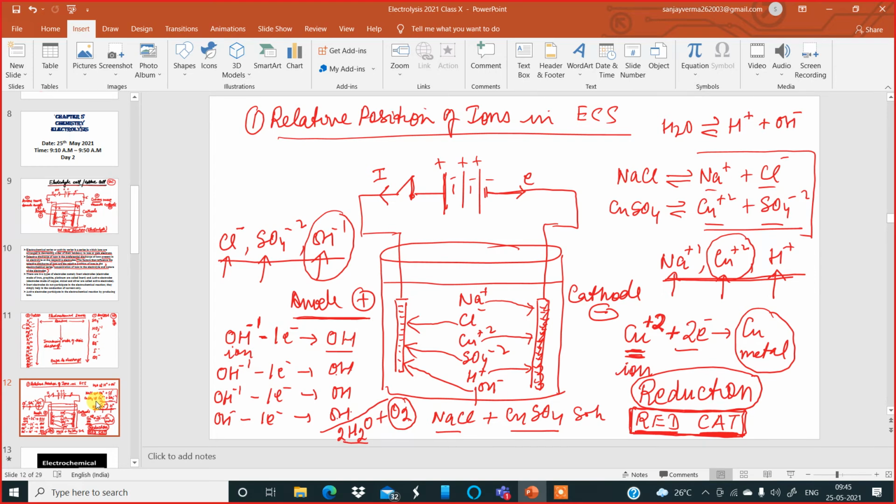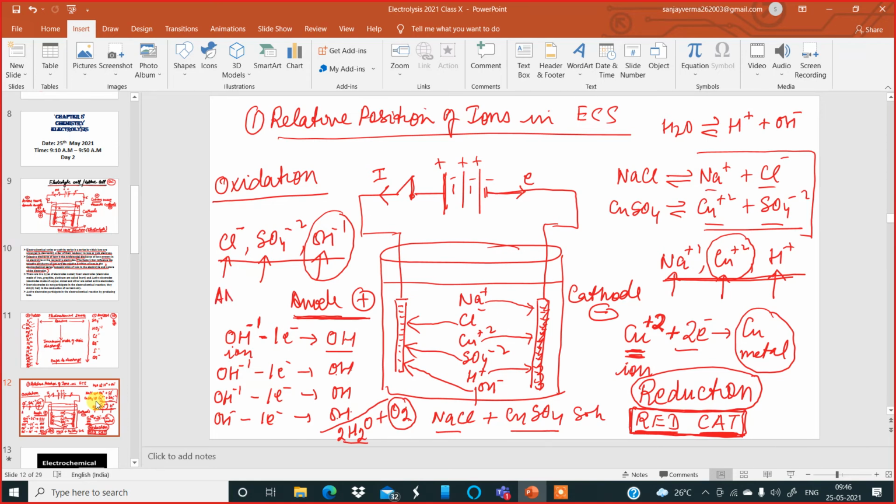Now, was there loss or gain of electrons at the anode? Loss of electron. Now, what is the meaning of loss of electron in terms of oxidation and reduction? Loss of electron means oxidation. Now I'll give you a shortcut over here.